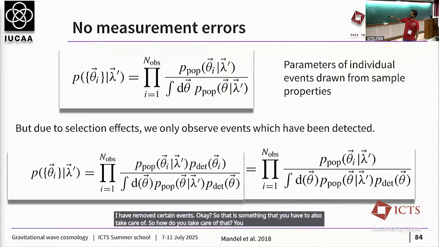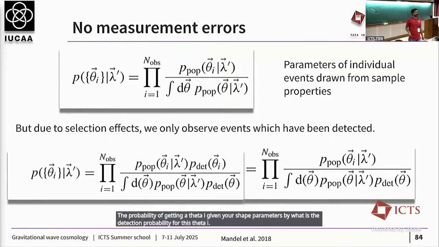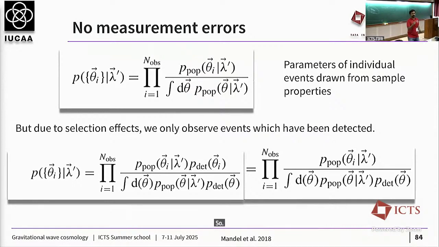You multiply the probability of getting a theta given your shape parameters by the detection probability for this theta. So whether I'm going to show you this event or not. In the case of, again, this case, when I throw the dice and I remove out 5 and 6, then the detection probability of theta will be 1 for 1, 1 for 2, 1 for 3, 1 for 4. But then for 5 and 6, the detection probability will be 0.